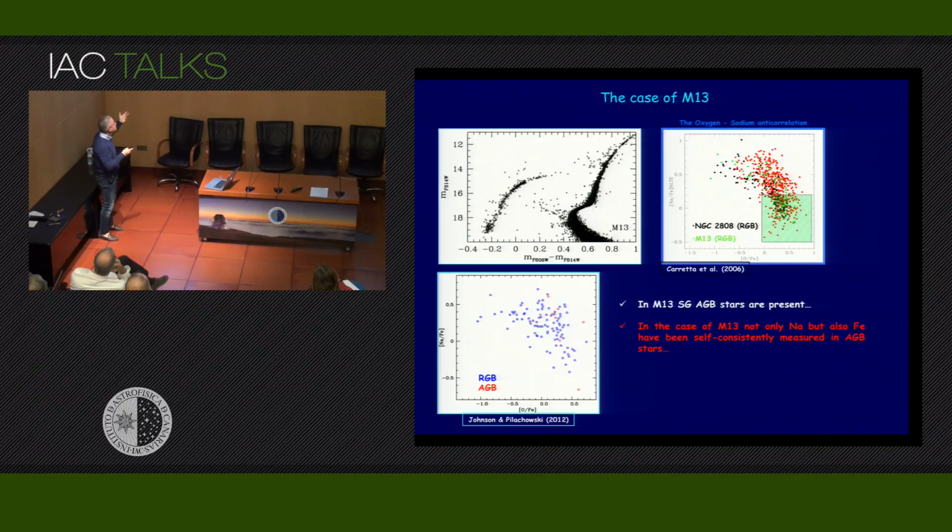So the question is, why are second generation AGB stars present in M13 and should not be present in 6752? There is a difference: in this case, Johnson and Pilachowski measured not only sodium, but also iron along the AGB. So they are fully consistent measurements.